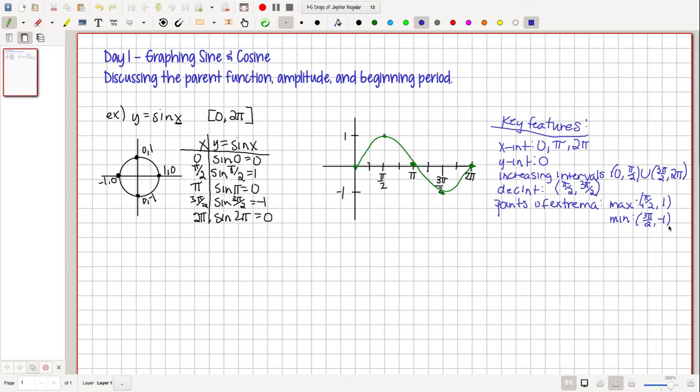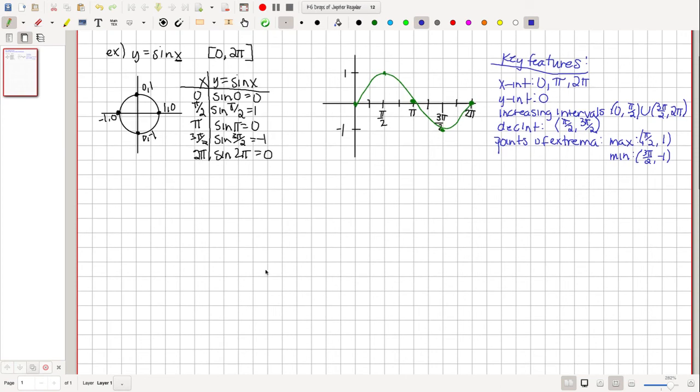Okay? And we're going to come back to this here in just a minute and add to this. So what we're going to do is we're going to look at sine of x again, but this time I'm going to make it a bigger graph.